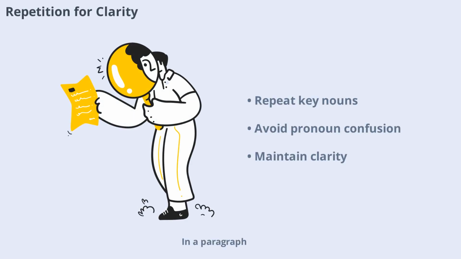In a paragraph, repeating key nouns like Brazil and Chile helps avoid confusion. If you use pronouns like it too often, readers might not know which country you're talking about. Repetition keeps your writing clear and focused, especially when explaining or comparing similar topics.